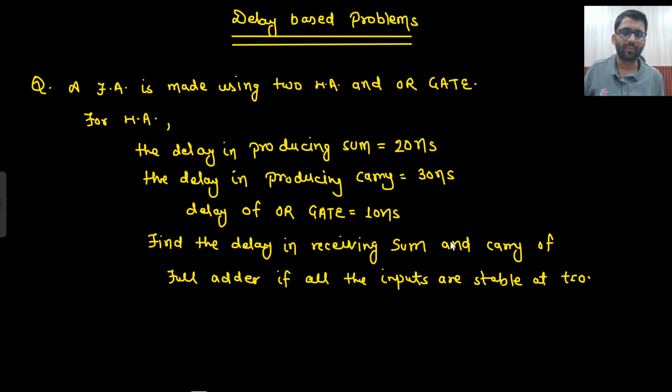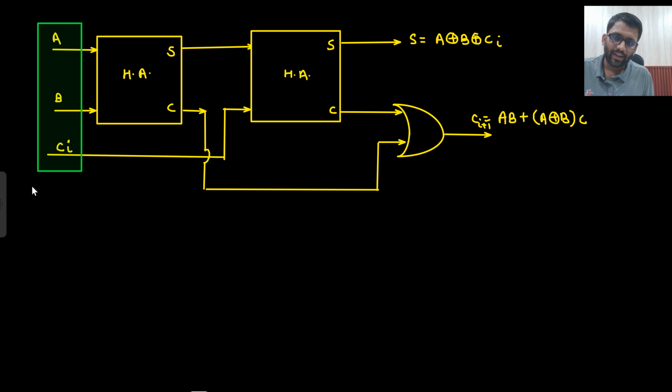So let's start with the first problem. A full adder is made from two half adders and an OR gate. I hope you know how to make a full adder from two half adders and an OR gate, right? For the half adder, the delay of producing sum is 20 nanosecond. The delay of producing carry is 30 nanosecond. The OR gate that you will be using has a delay of 10 nanosecond. Find the delay in receiving the sum and carry of the full adder if all the inputs are stable at t equals to 0. That means inputs A, B, C will be stable at t equals to 0.